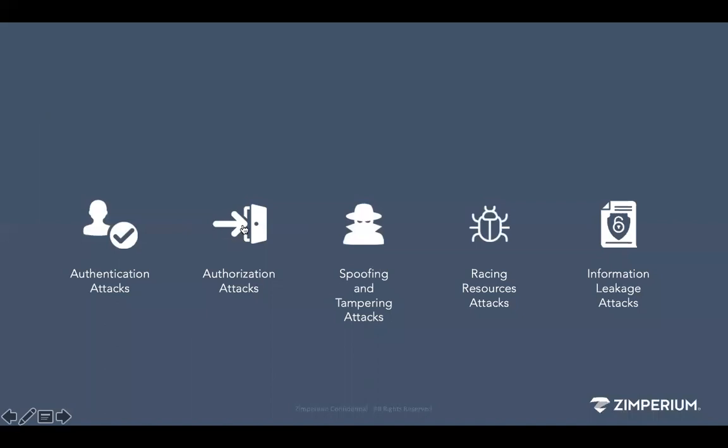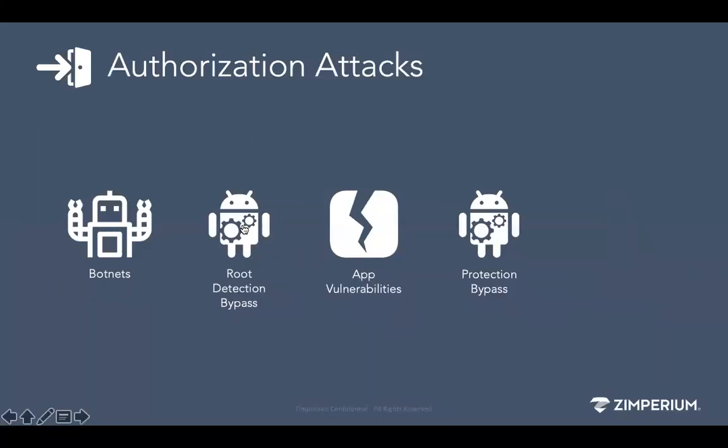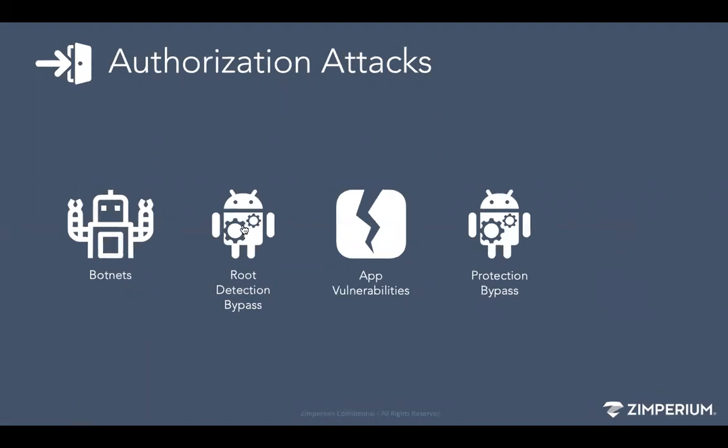So next we're going to move to authorization attacks. So these are really, really cool too. And for authorization attacks, what we're going to provide you is some information about botnets, root detection bypass, some app vulnerabilities, so it's just the app vulnerable by itself, and then how to get around protection, right? So protection bypass methods that hackers use.